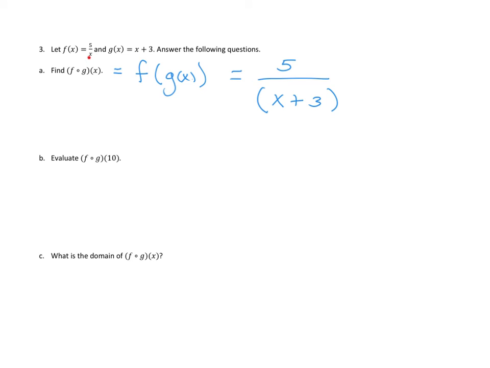So you don't take x and multiply it to x plus 3. This thing actually gets substituted in place of this. That's actually the formula. We don't really even need the parentheses. You could just write this as 5 over x plus 3. And that's it.